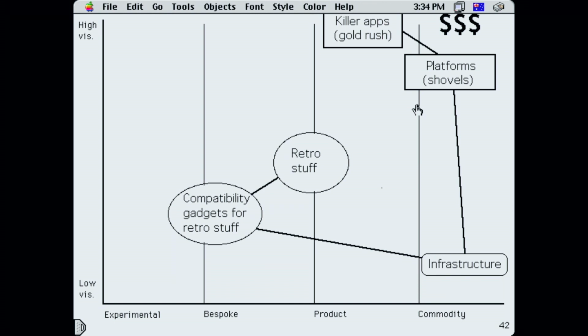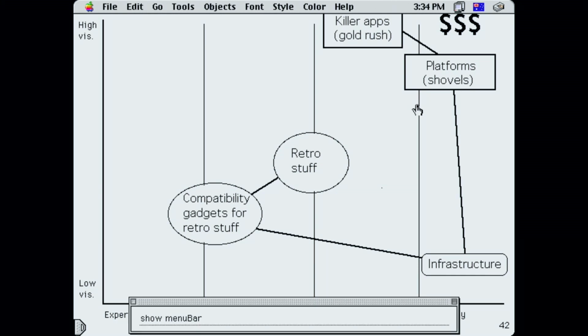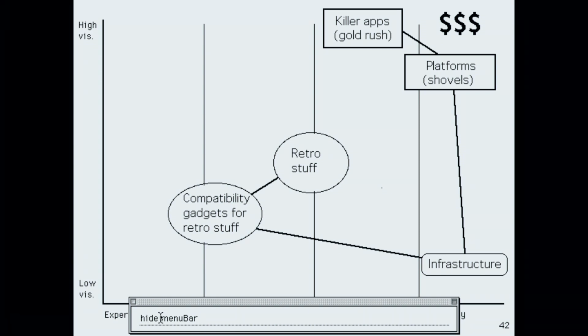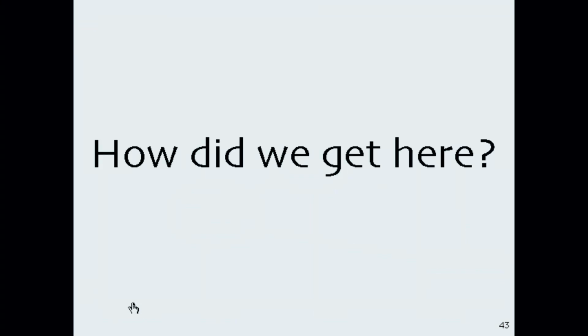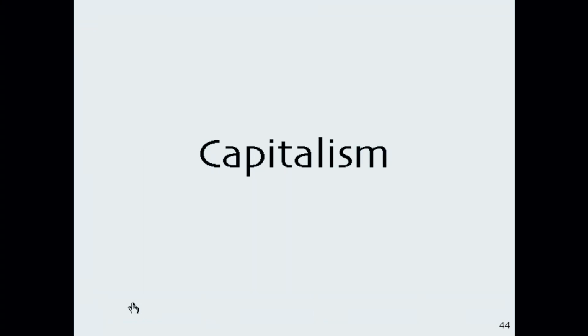Meanwhile, all the money has moved to the top right corner where there are killer apps and the platforms that are selling the shovels that you use to build the killer apps, the Xcodes and Apples of the world. And they hide the infrastructure from app developers and users. Cool. So the answer to how we got here is basically capitalism.